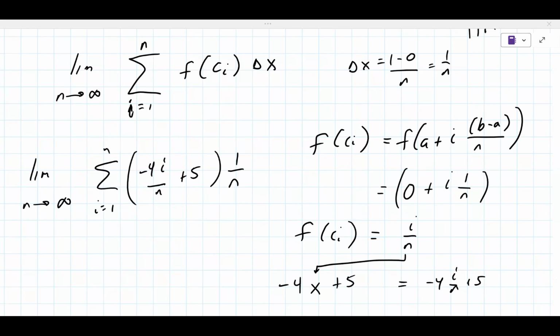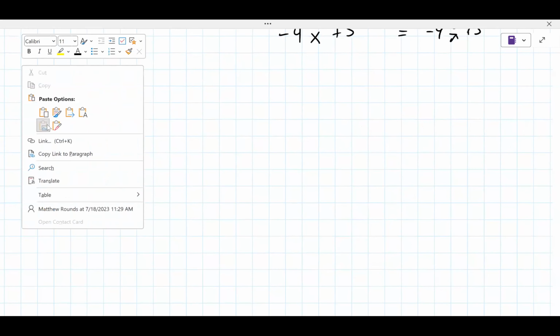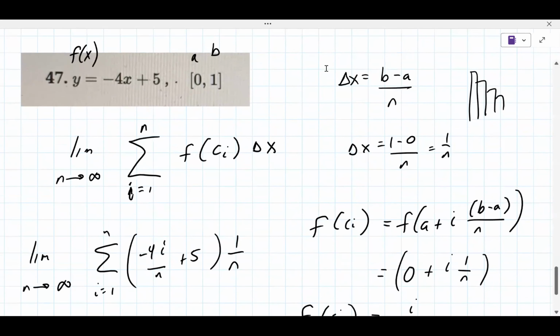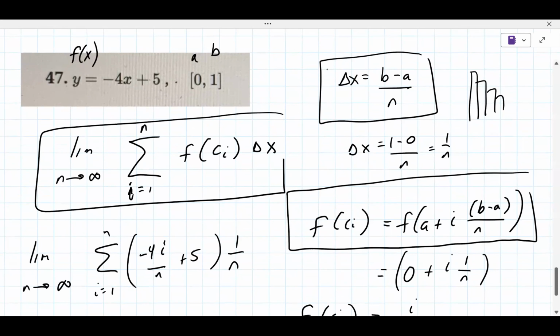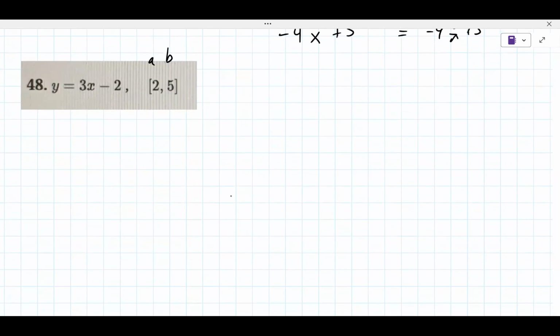That's okay. So the key is, let's look at 48. You have to know this formula for delta x, and you have to know this formula for c_i, and then you have to know this one right here. You can see the pieces: the delta x goes there, c_i goes there. So for this one, delta x is b minus a over n, 5 minus 2 over n, which is 3 over n.